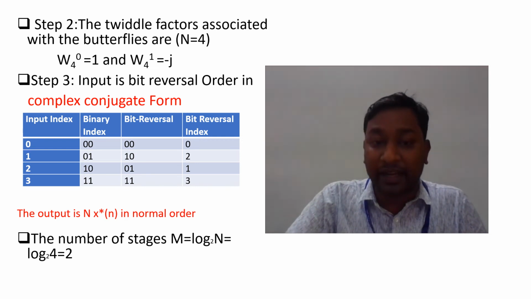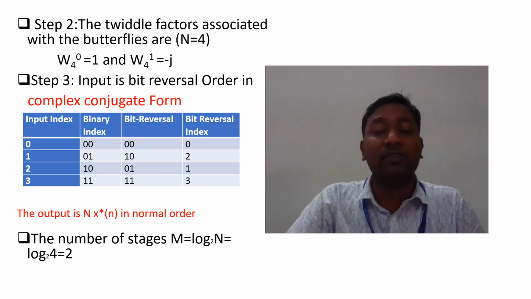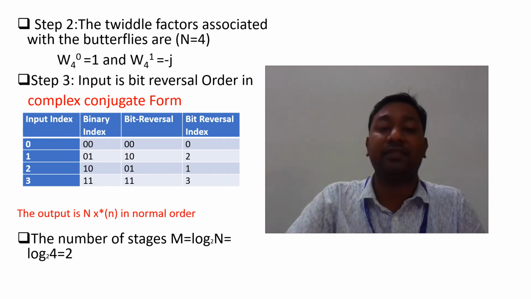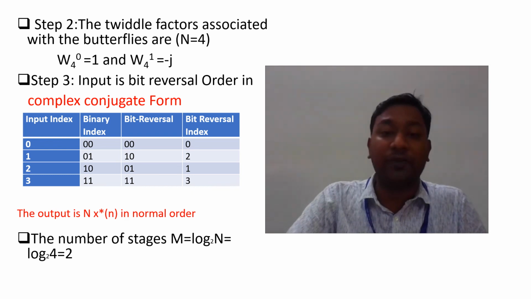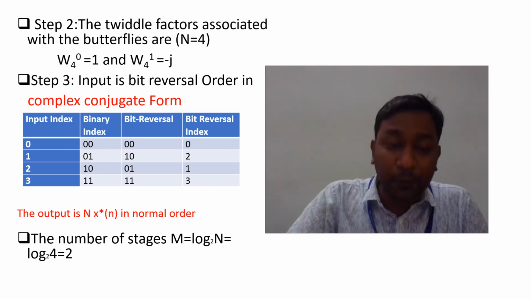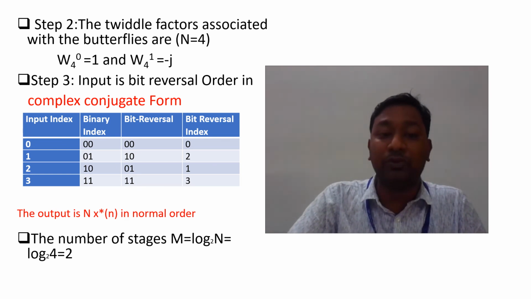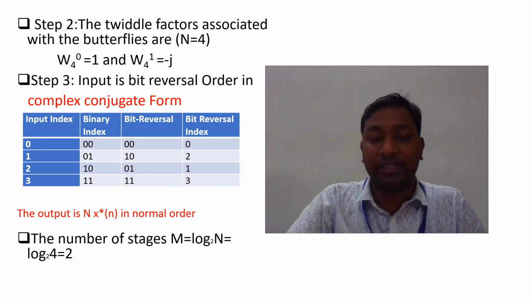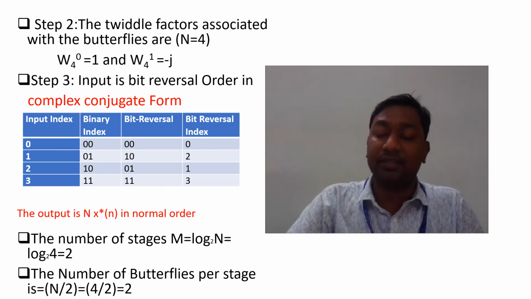But if the input is real, then there are no changes. If real values like 2, 5, 6 are there, no changes. If 2 plus 2j is there, we will write 2 minus 2j. If 2 minus 2j is there, we will write 2 plus 2j. But the output is in the form of N into x conjugate of small n in normal order. The number of stages associated is 2, and the number of butterflies per stage is also 2.